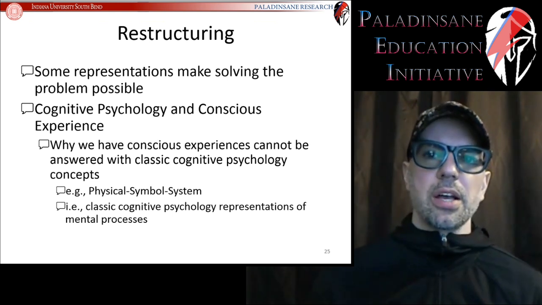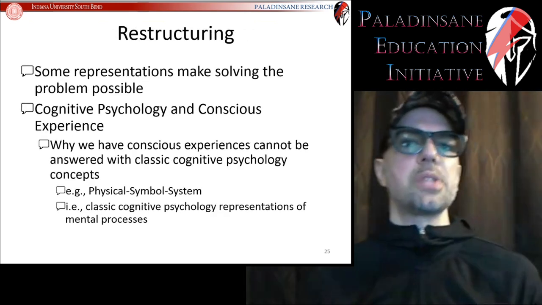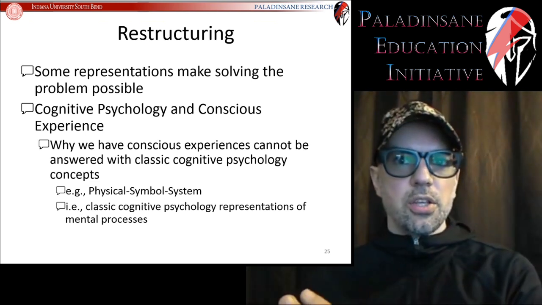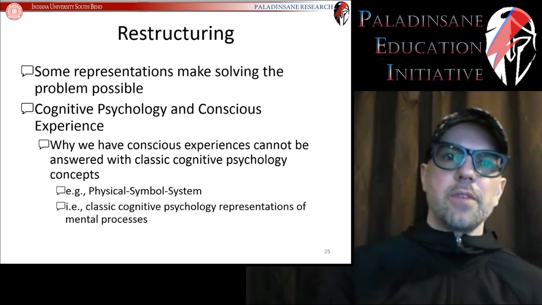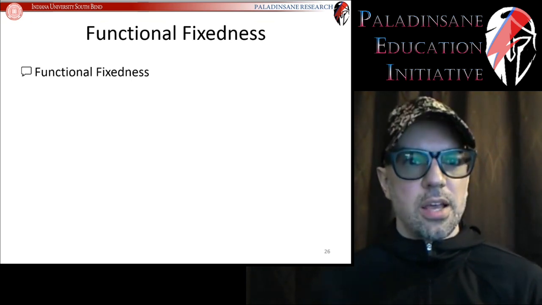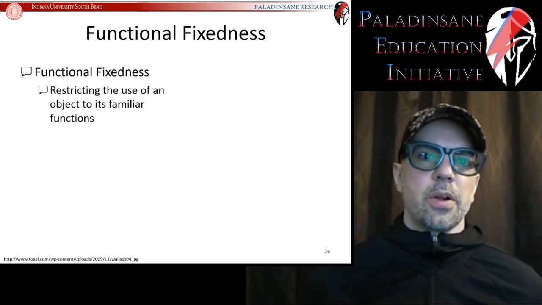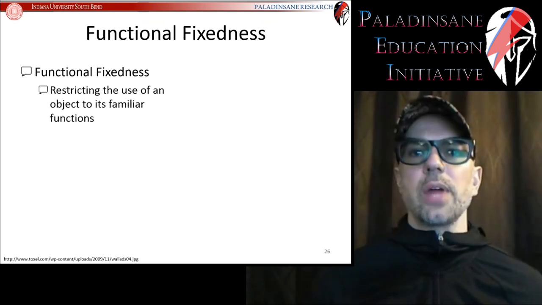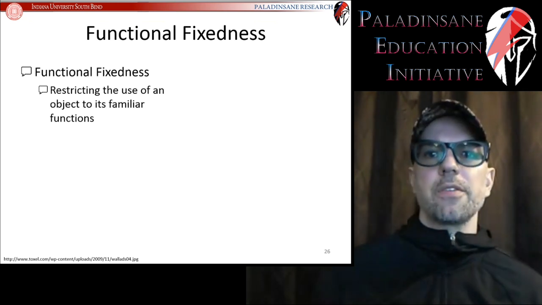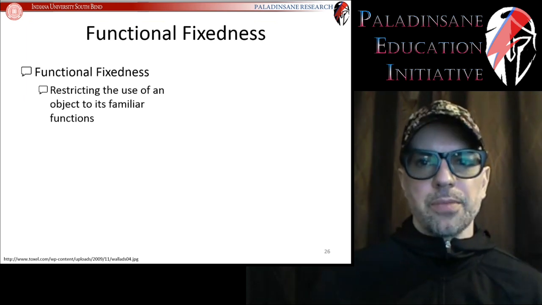The next thing we're going to take a look at is functional fixedness. Restructuring was something that helps us solve a problem. You're struggling with a problem, you restructure it, you then are able to solve it. Functional fixedness is something that doesn't help. It hinders our solving of a problem. Functional fixedness refers to when you restrict the use of objects or the use of concepts to their familiar functions, and that restriction does not allow you to solve a problem.